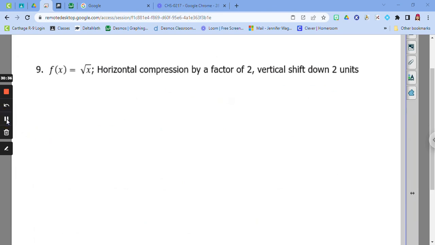Horizontal compression by factor of 2. That means B is 2. So this means X is going to be directly multiplied by 2. Vertical shift down 2 units. K is a -2. So Y equals the square root of 2X, and then outside it, -2.